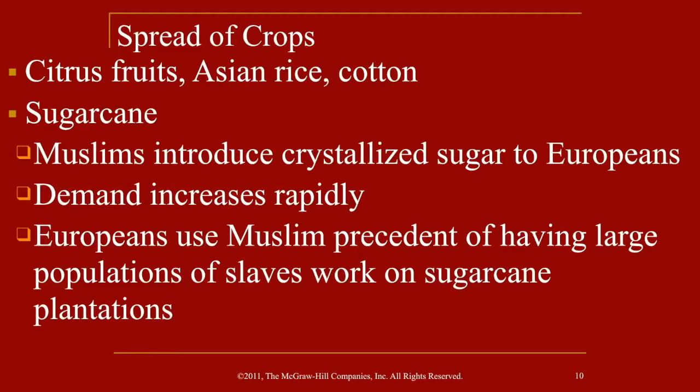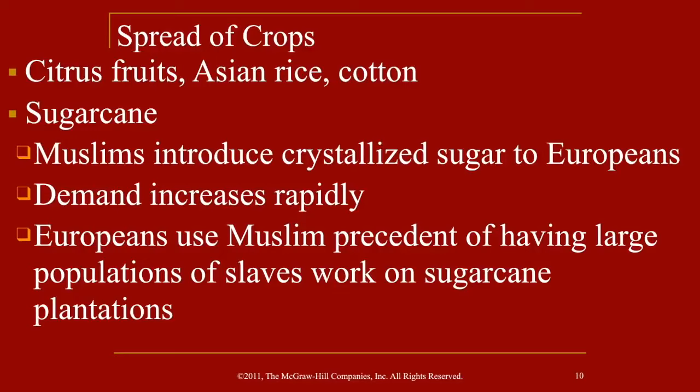Spread of crops. Now, this is red because it's about environmental and agricultural and disease. The spread of crops. Citrus fruits move around the globe, specifically from east to west. Asian rice moves from east to west. Cotton moves throughout the world. And one of the biggest things that happens is sugar cane. Now, Europeans are introduced to sugar cane by Muslims that are able to eventually crystallize sugar cane.